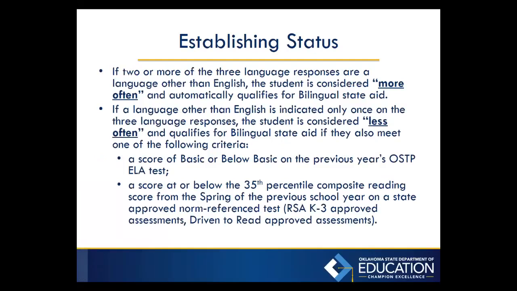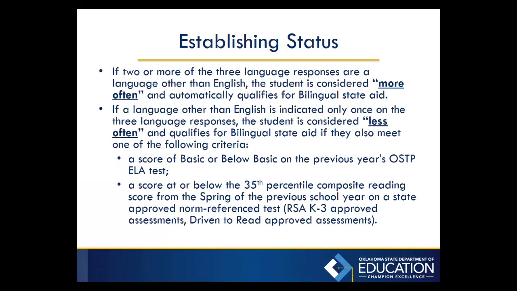So, establishing status. If two or more of the three language responses are a language other than English, the student is what we consider "more often" and automatically qualifies for bilingual state aid. Always, that's the deal. If a language other than English is indicated only once on the three language responses, the student is considered "less often" and qualifies for bilingual state aid if they also meet one of the following criteria.